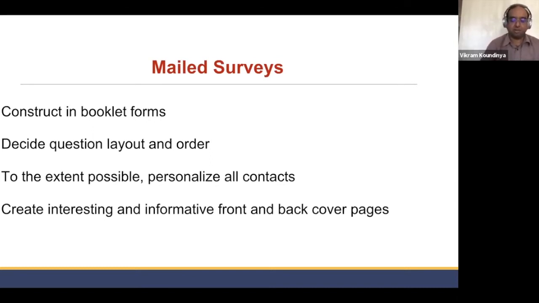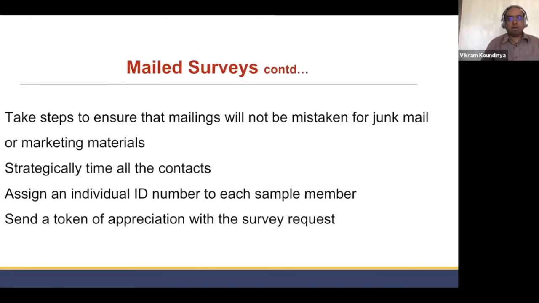And again, as with the online surveys, have interesting and informative front and back cover pages. This is really important for mail surveys. Take steps to ensure that mailings will not be mistaken for junk mail or marketing materials. One of the ways you can do that is not to have very flashy paper or flashy screen-like information. And then strategically time all the contacts, avoiding any important holiday time or downtime for follow-ups.